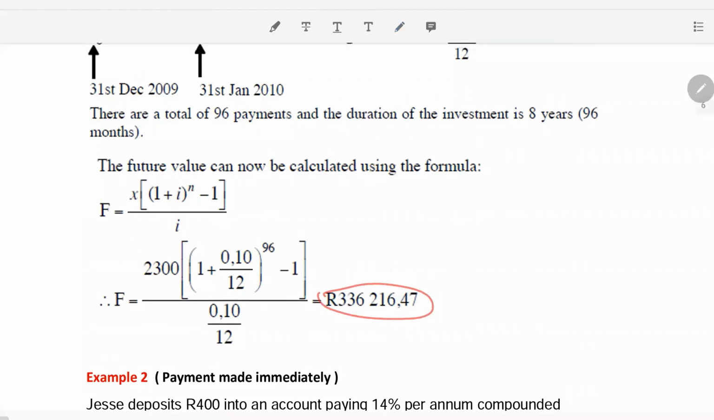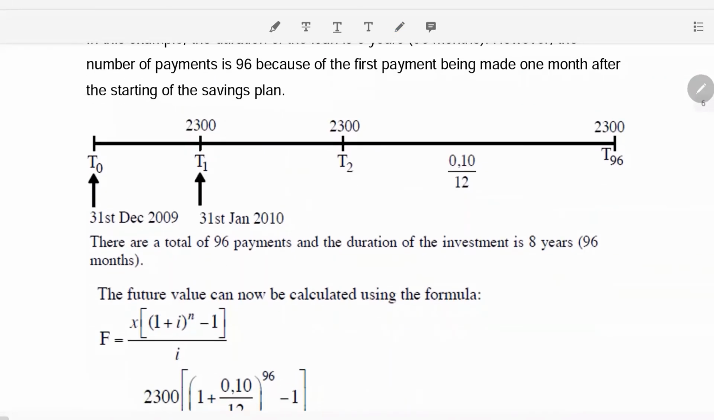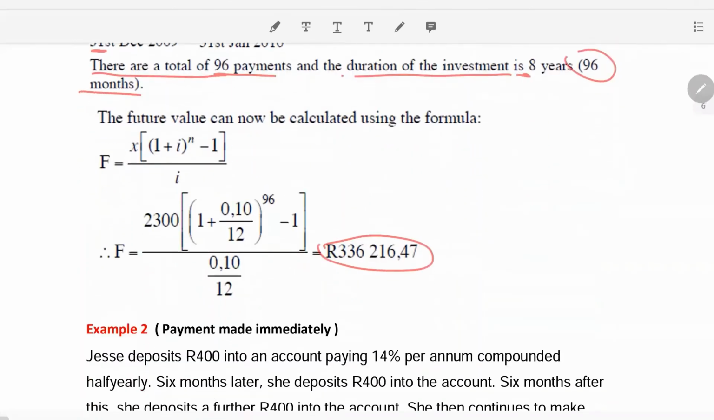And even when you look at the timeline, it shows you that at T0, which is 31st December, he did not make any payment. The first payment was made after a month's time. So there are a total of 96 payments, and the duration of investment is 8 years, which is 96 months. So this one is quite simple, straightforward.